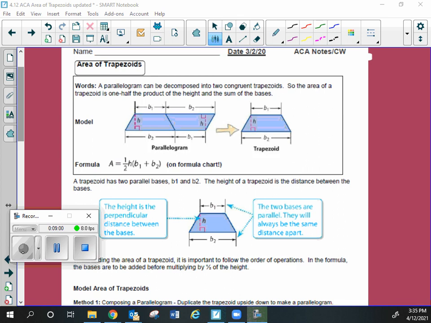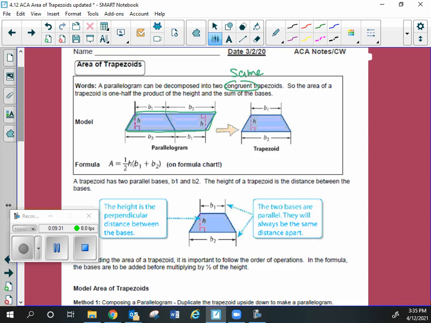All right, so what it says here is a parallelogram can be decomposed. It can be broken down into two congruent trapezoids. Congruent means the same, two equal trapezoids. And that's what they showed here. They took one trapezoid and then they rotated it and put it on the other, and together those two make not a rectangle now, it makes a parallelogram. But again, I don't want that whole parallelogram, I want only how much of it?